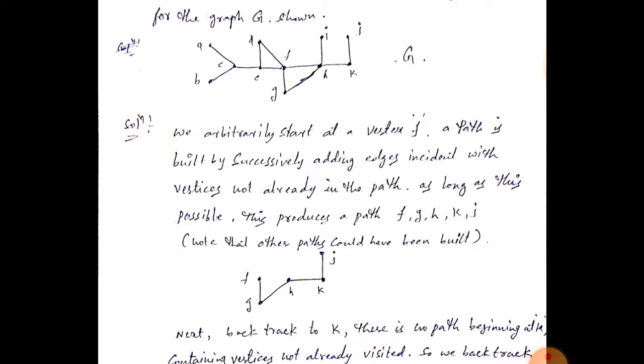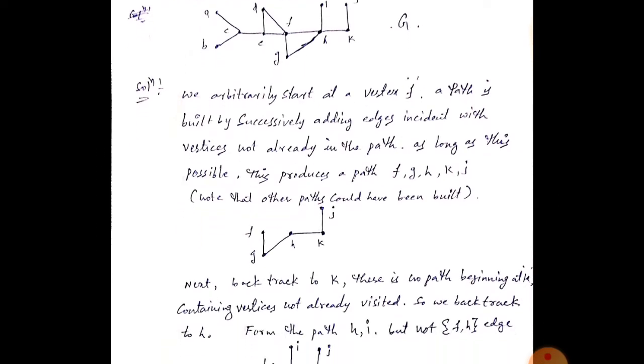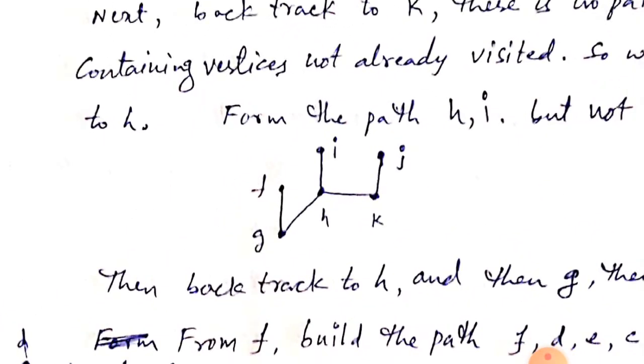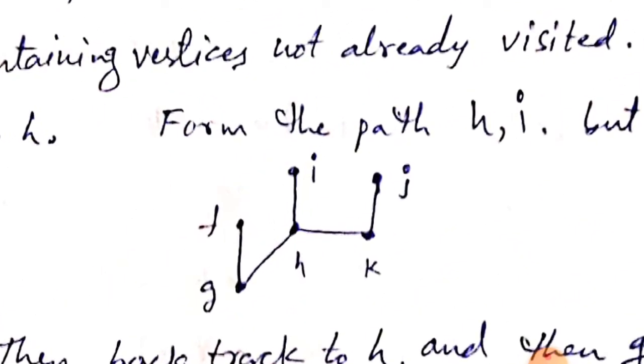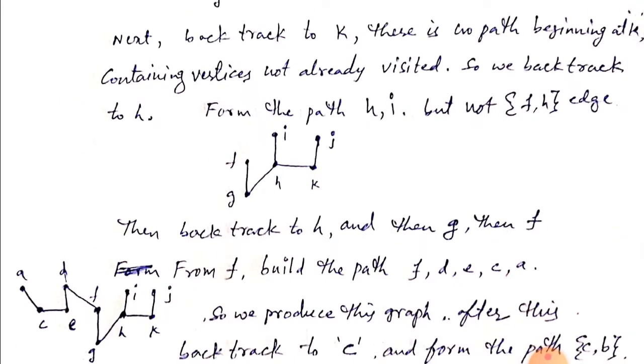Why are we not adding H to F? Because if we add the edge H to F, there will be a circuit H, F, G, H here. That's why we are removing that edge and adding HI. Now observe, we are adding HI here. The remaining graph is as it is, but not the HF or FH edge.